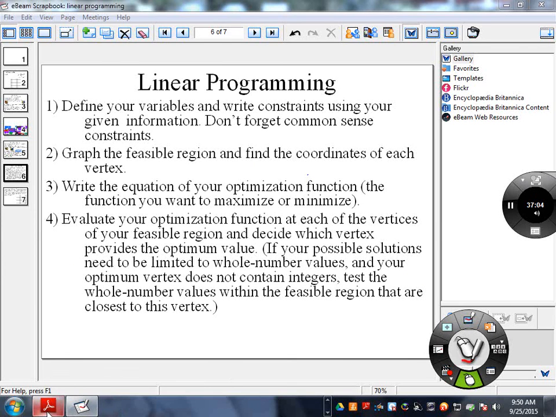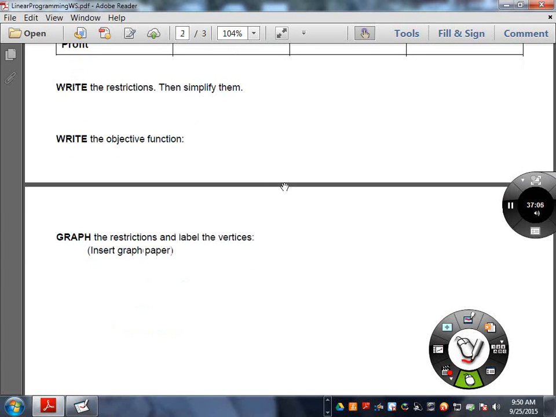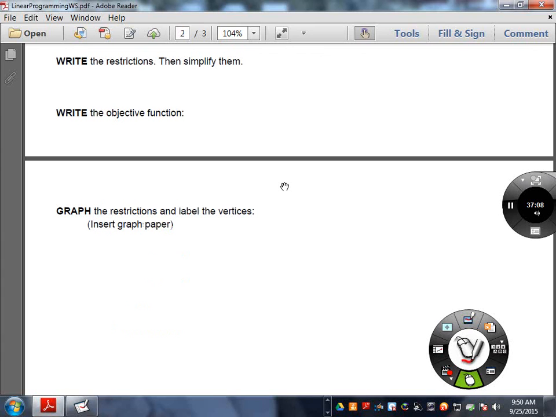What you're going to be expected to do after this: write the restrictions and simplify them. You don't need to change their form. We actually already wrote our restrictions, right? What are our two restrictions? Where are they coming from? The number of units and the cost.